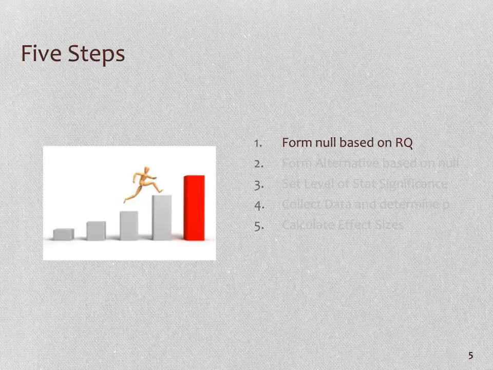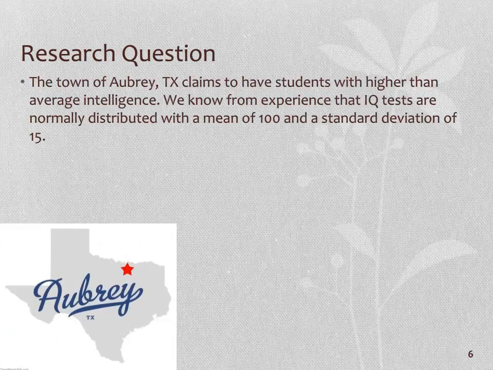So null is typically going to be no difference, no effect of whatever the research question is that you're talking about. So you always start with a research question. So say, for example, the town of Aubrey, Texas. So you guys know I moved to Indiana from Texas by now, probably. Say this town claims that their students have higher than average intelligence. So we want to investigate this question.